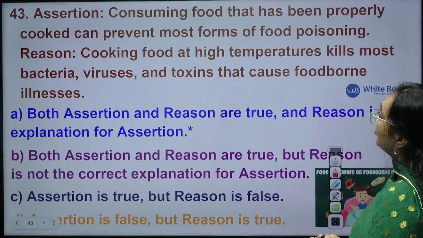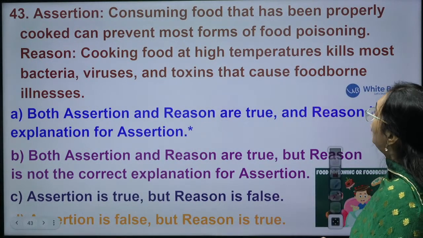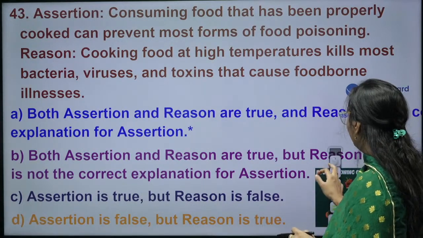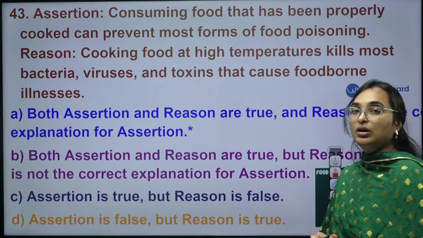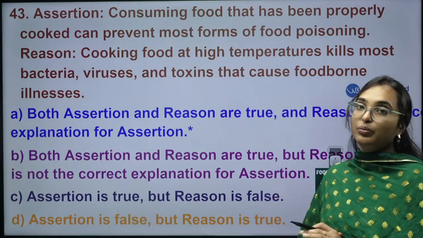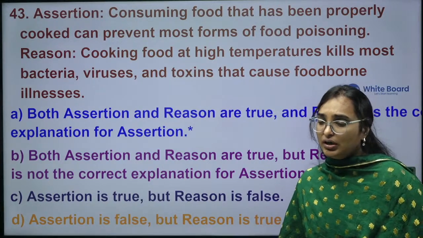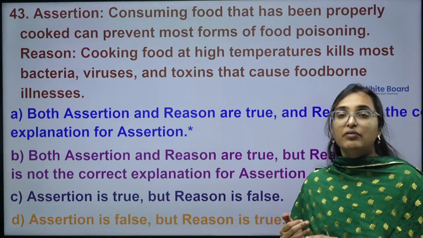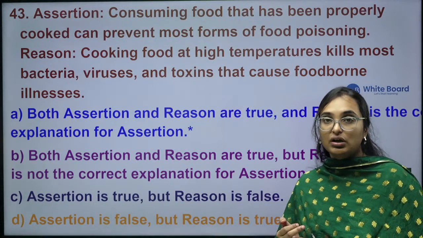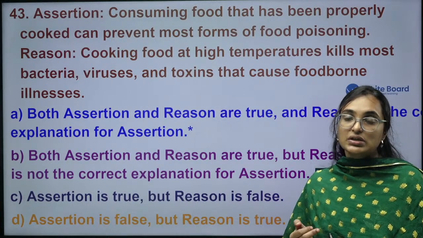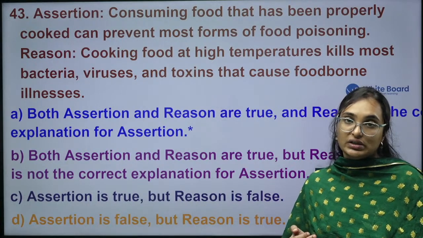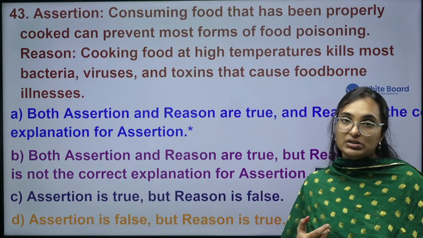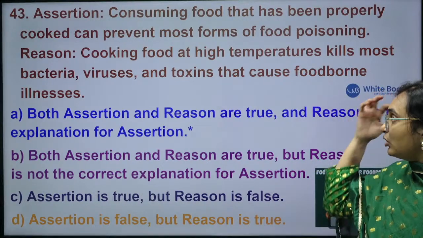Let us see the next question, assertion reasoning type. Consuming food that has been properly cooked can prevent most forms of food poisoning. Yes. Food poisoning is due to improper storing of food, not refrigerating food items which require refrigeration. When that is not done, it leads to food poisoning. When certain foods are not cooked properly at the particular temperatures, that also leads to food poisoning. Some food items like meat have to be cooked properly at exact temperatures, and otherwise that also leads to food poisoning.